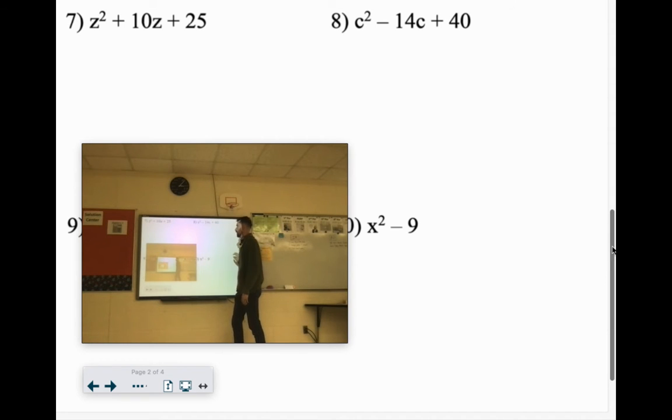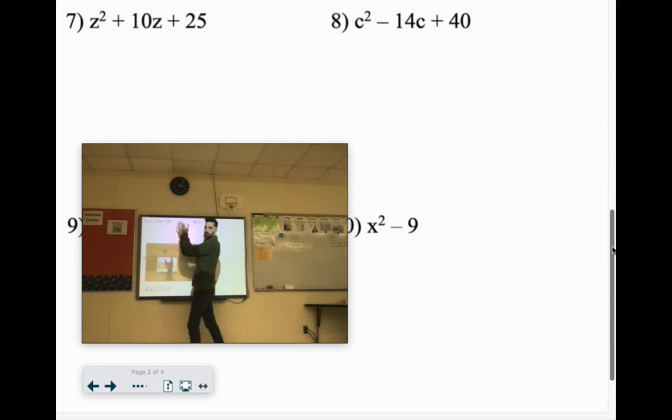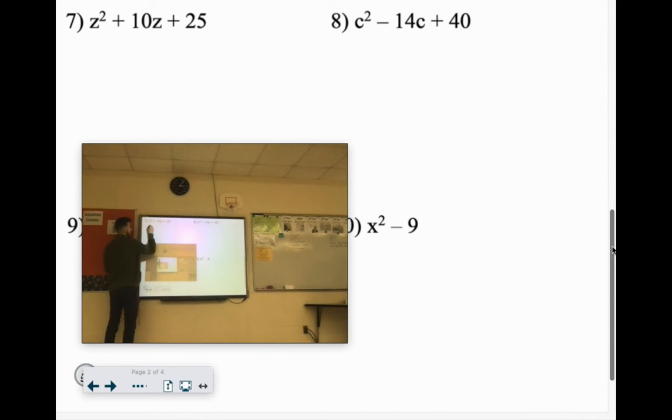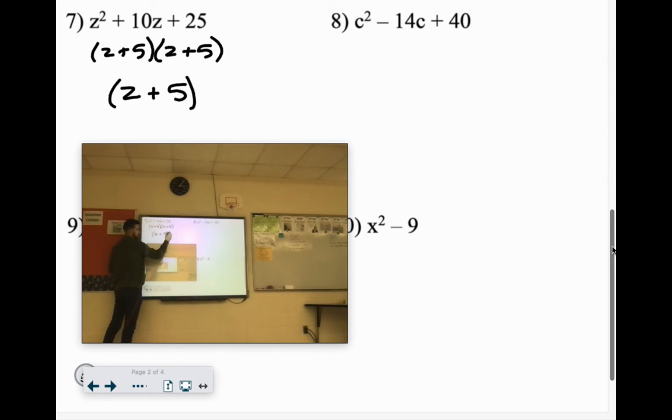Let's see what else we got. Oh, we got 8 of them here. Fantastic. Numbers that multiply to 25 and add up to 10 would be 5 and 5. So you could write z plus 5 times z plus 5. And when you have the same thing repeated like that, you write that as z plus 5 squared. Okay, all right, it's doable.